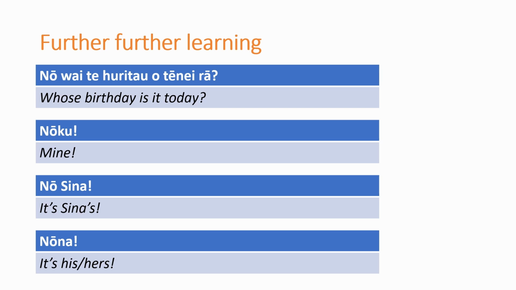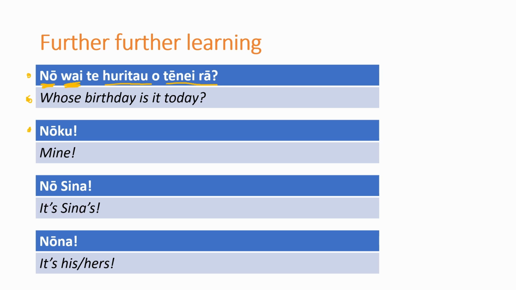And here's basically a further learning. These phrases are useful and can be used in the classroom or at home. So the first one is no wai te huritau o tēnei rā. Huritau is turning of the year, anniversary or birthday. No means like who does it belong to? Who owns it? Wai is who. Tēnei rā means today. So it means whose birthday is it today?